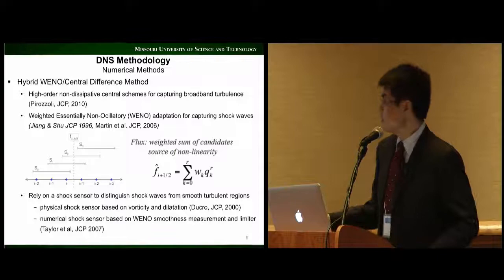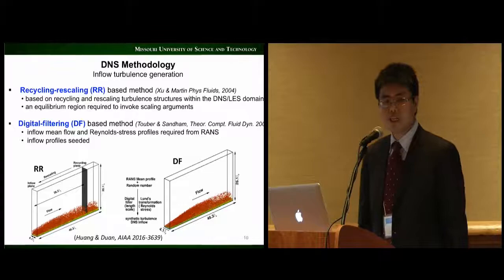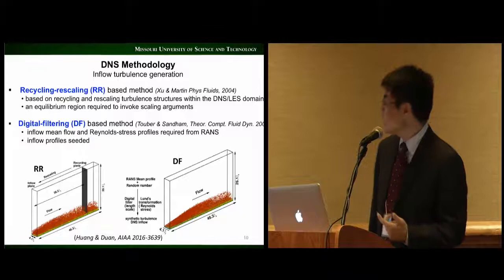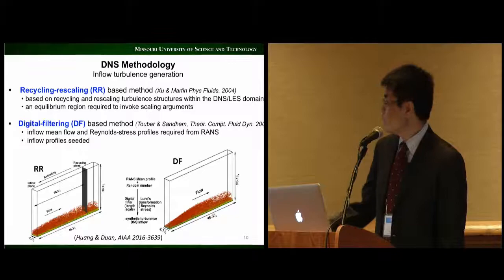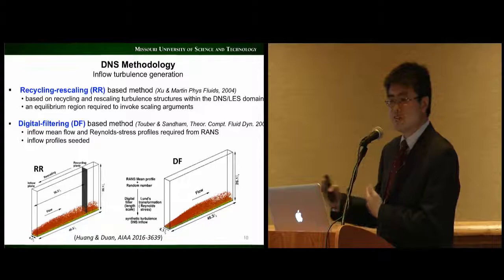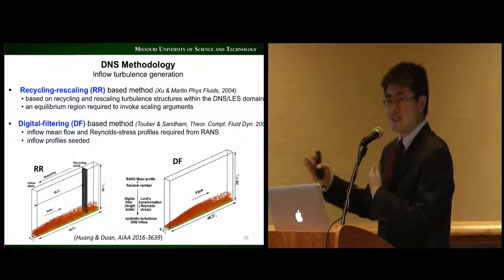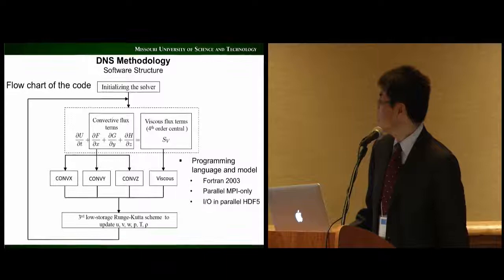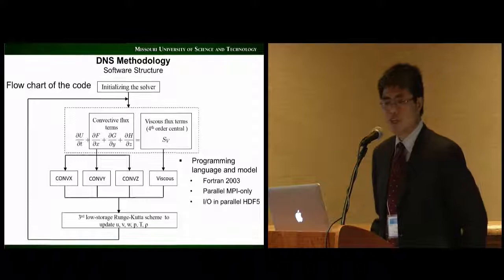In terms of the inflow conditions, we have two ways. One is to use the recycling method, as in the left figure. And then we also have a digital filtering method, which is on the right. Both methods can give us continuous turbulence inflow, which can deal with the inhomogeneity in the streamwise direction. So we have chosen our method. This is how we develop our code.